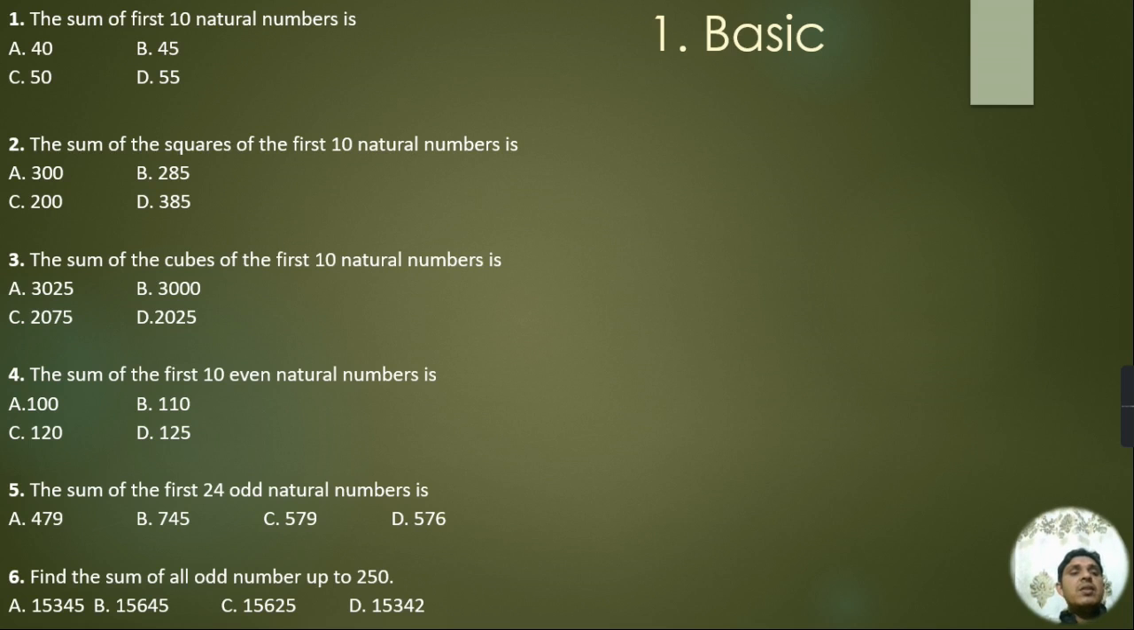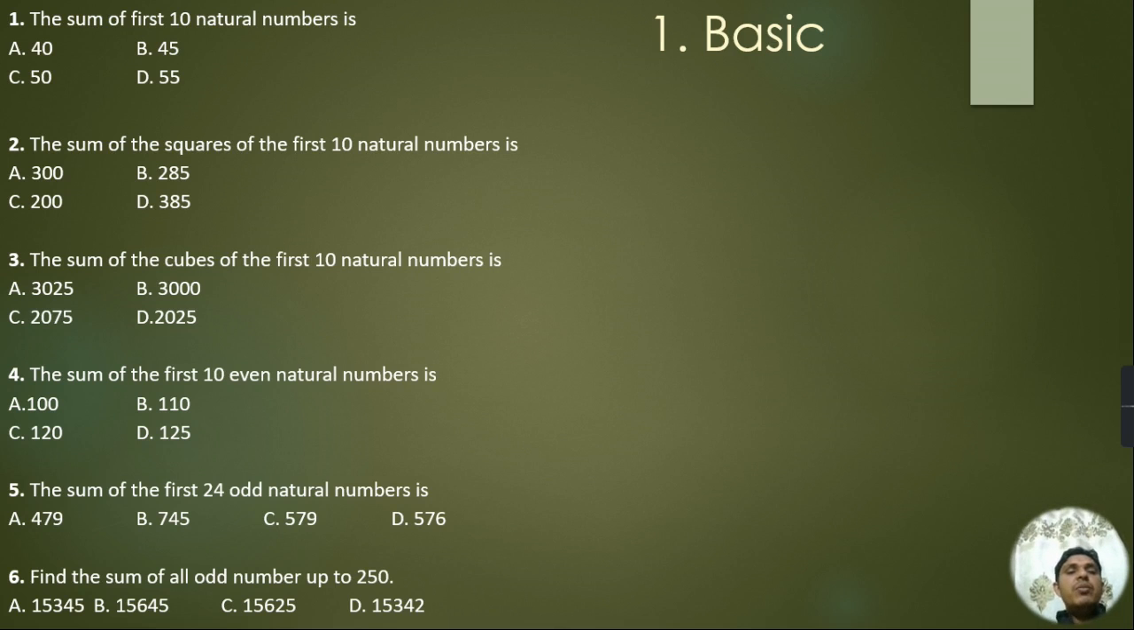My first question is: the sum of first 10 natural numbers, the sum of squares of first 10 natural numbers, the sum of cubes of first 10 natural numbers, the sum of first 10 even numbers, the sum of first 24 odd natural numbers, the sum of all odd numbers up to 250. So students, there are formulas available for finding the sums of these respective concepts.